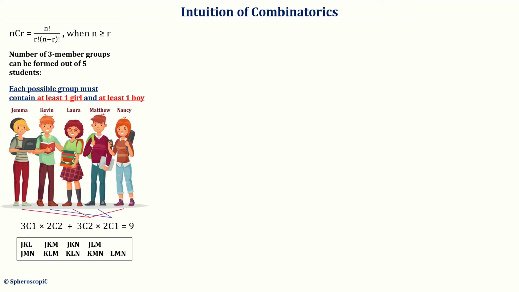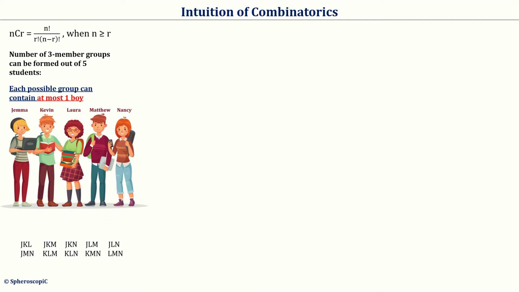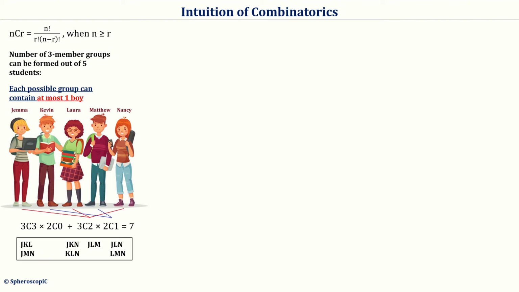Now if we change this restriction, a group can have at most or maximum one boy. That means a 3-member group can have no boy or only one boy. So a group can have all girls in 3C3 ways, 0 boys in 2C0 ways, or 2 girls can be selected in a group in 3C2 ways with only one boy who can be selected in 2C1 ways. So total 7 possible ways to create a 3-member group in this case, and these are the possible ways to build the group. Application of combinatorics we see in several areas of set theory.